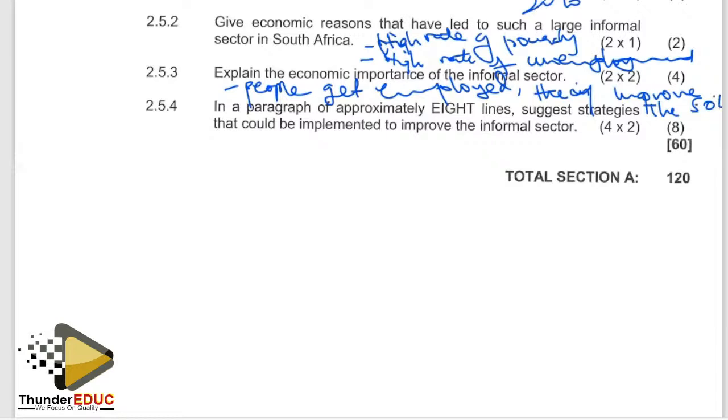Besides that, we can look at the informal sector as able to improve standards of living. We can also say that they also pay VAT. And therefore, when they pay VAT, obviously they contribute to the development of the country. So it's of economic importance. Explain the economic importance of the informal sector. How is it important? So we can see any of those ones.